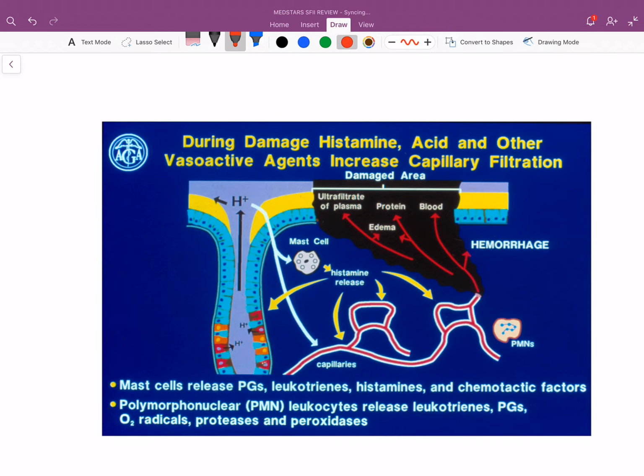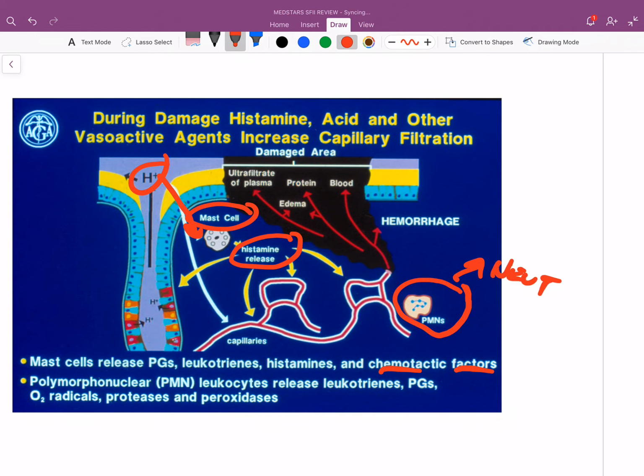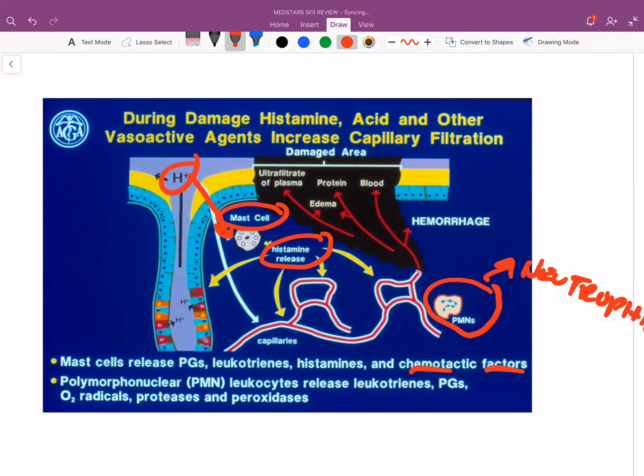What happens if we damage the mucus that's protecting this? Well, if we damage the mucus that's protecting us from acid, acid's going to go in. Acid's going to activate these mast cells. What do mast cells release? Histamine. Histamine is a chemotactic factor. It's going to recruit all of these other cells like polymorphonuclear cells. This is just a fancy word for neutrophils.